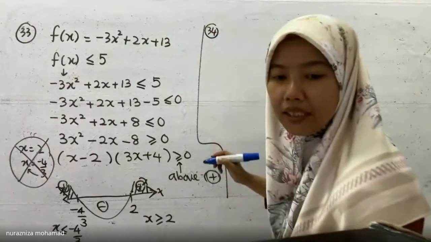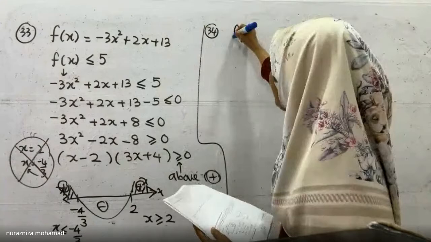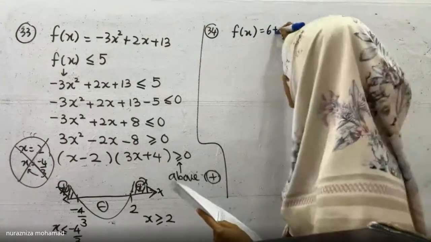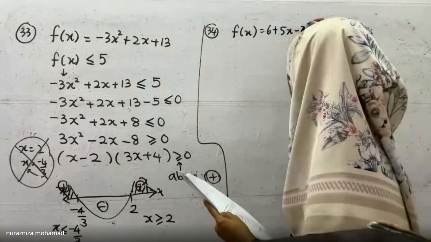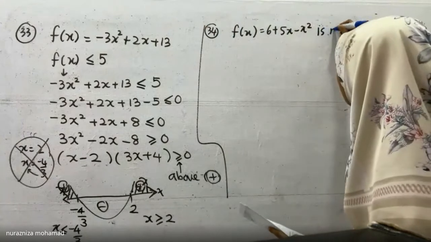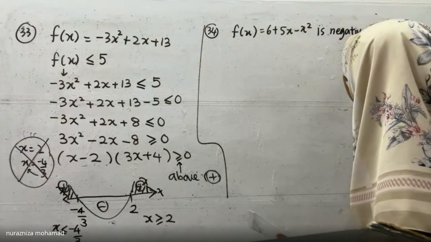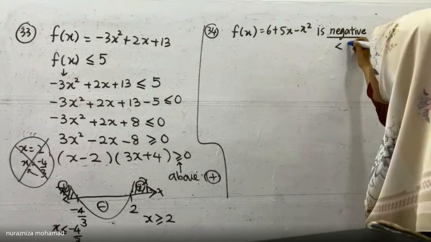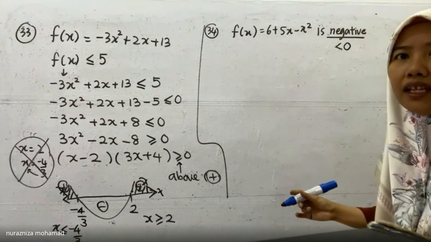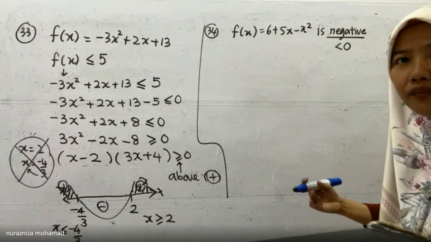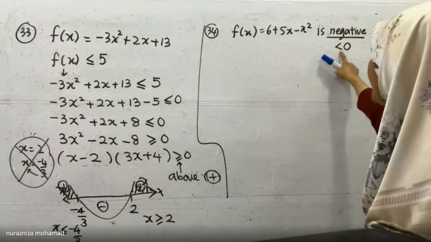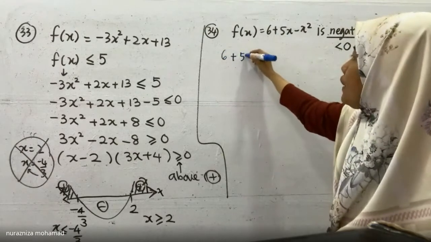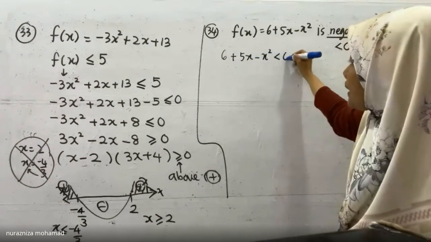Okay, given the function f(x) equal to 6 plus 5x minus x squared is negative. The keyword negative here means this value is less than 0. Okay, we know that a negative number is always less than 0. So we write down less than 0. So 6 plus 5x minus x squared is less than 0.